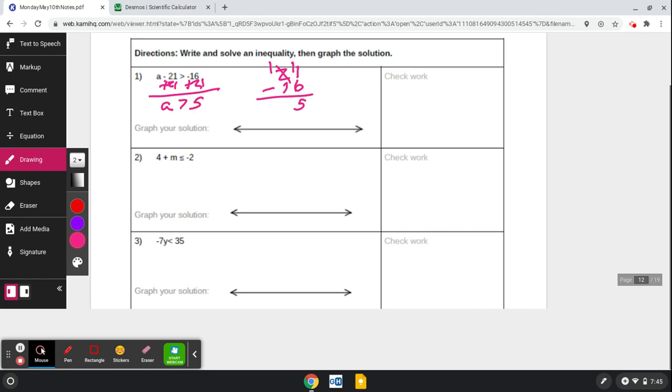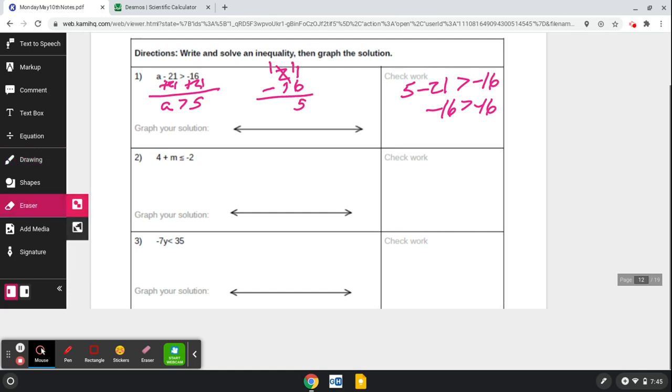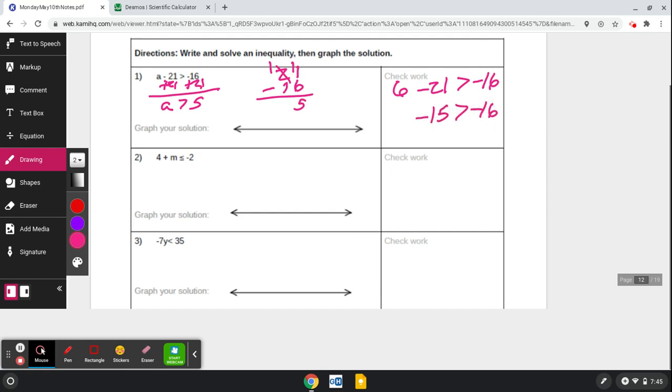And I'm going to check it. Is 5 minus 21 greater than negative 16? We get negative 16 greater than negative 16. Well, you know what? Since we want to know if something's greater than, what number is greater than 5? 6. So let's use a number greater than 5. 6 minus 21 is negative 15. And is negative 15 greater than negative 16? Yes. I rather owe only $15 compared to owing $16.